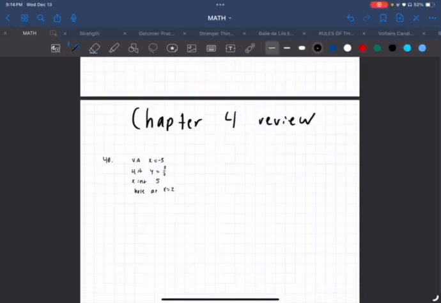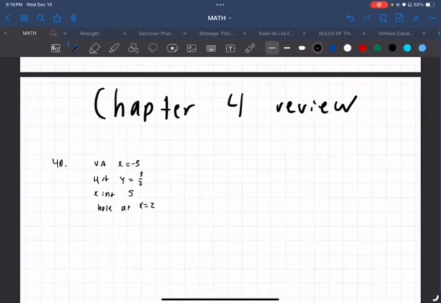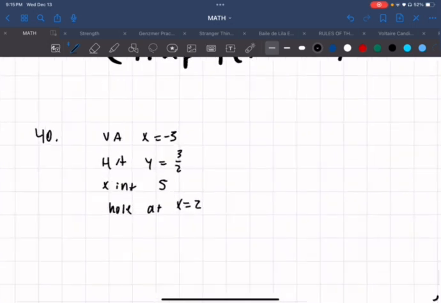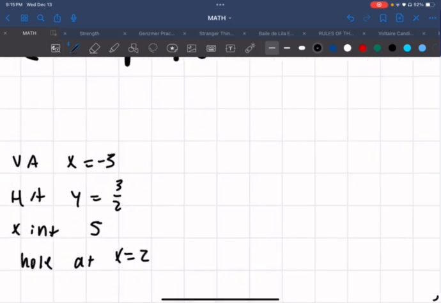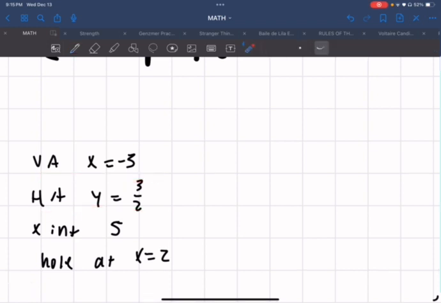Hello. We're going to be doing some more chapter 4 review. This is out of the textbook, page 289, question 40. This is what we're given, and we have to find a rational function that satisfies these conditions. Let's first look at the vertical and horizontal asymptotes. The horizontal asymptote is the ratio. Since it is 3 halves, we know that the degrees have to be the same because y isn't 0, so it has to be that.